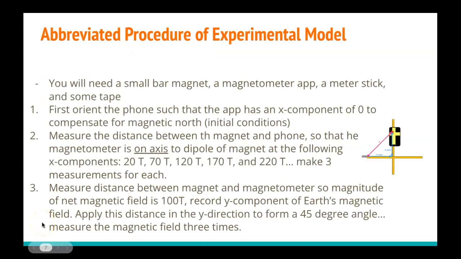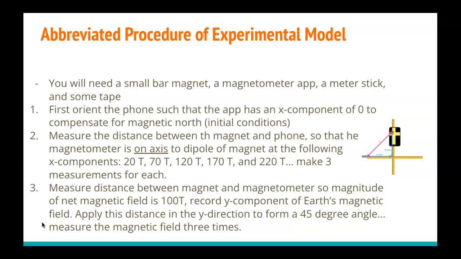Here is an abbreviated procedure of the experimental model. You will need a small bar magnet, a magnetometer app, a meter stick, and some tape. You will orient the phone such that the app has an x component of 0 to compensate for magnetic north, which is the initial condition. You will measure the distance between the magnet and the phone so that the magnetometer is on axis to the dipole of the magnet at the following x components listed here. You will make 3 measurements of each.